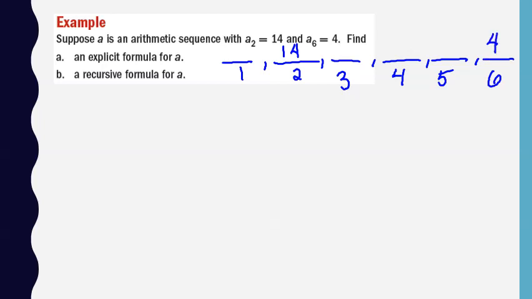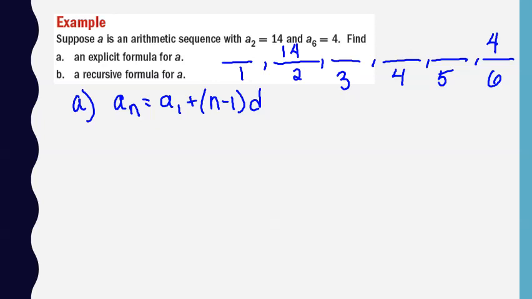So we want to figure out a formula that is both explicit and recursive. What we first have to do is say, okay, if we have an explicit formula, we know in part A, our explicit formula is given by a sub n is equal to a1 plus n minus 1 times our constant difference. So if we look at the two terms we have, we know a2 and a6.